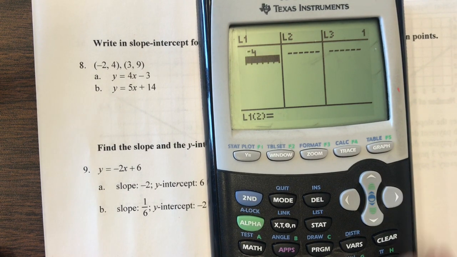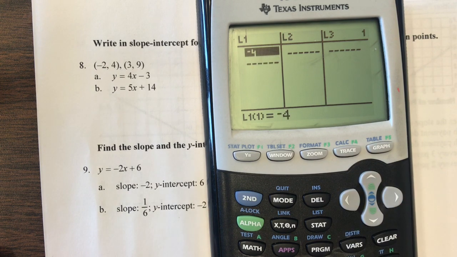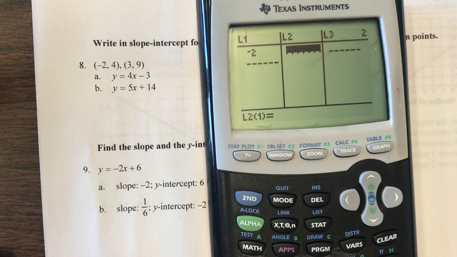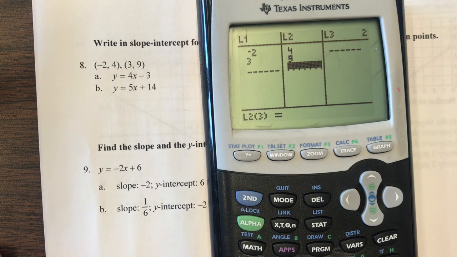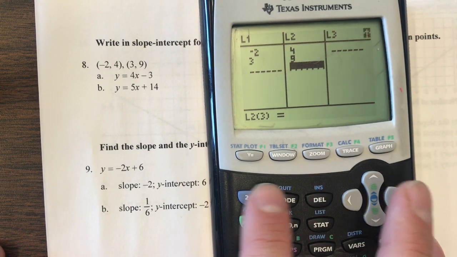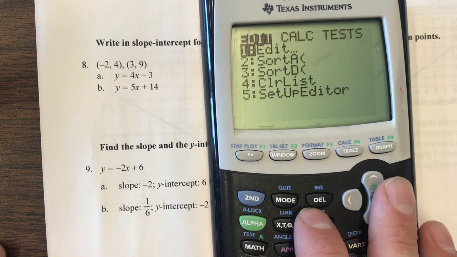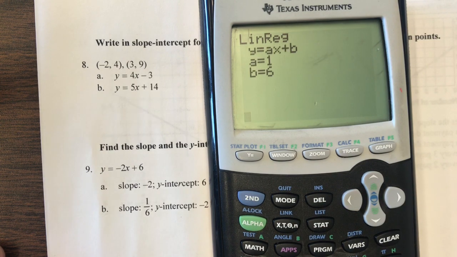Negative 2, Enter. Go right. 4, Enter. Go left. 3, Enter. Go right. 9, Enter. Okay? Then you quit out of it by doing second mode. That quits. Okay? Go to Stat again. Go to Calc. Go to LinReg.